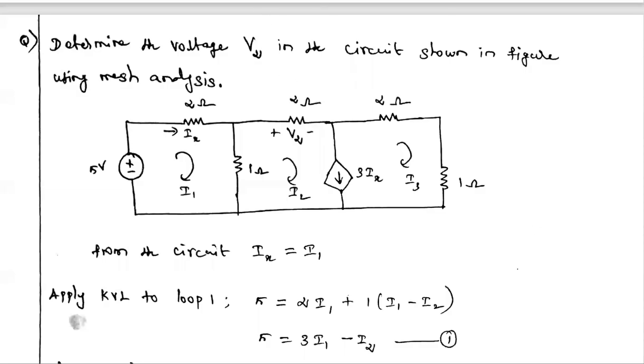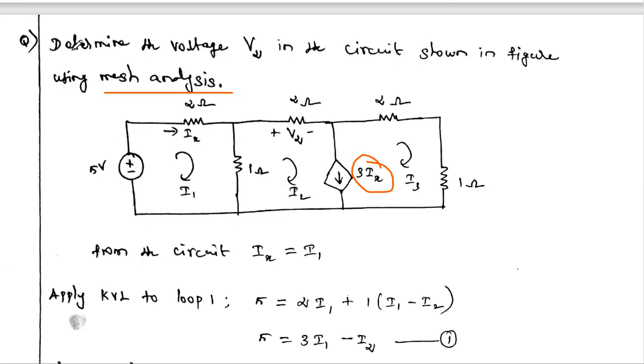Welcome to my channel. In this video, we are going to solve one circuit analysis problem using mesh analysis. In the previous video, we solved one mesh analysis problem using a dependent voltage source. But here in this circuit, there is a dependent current source. So how to solve this problem?